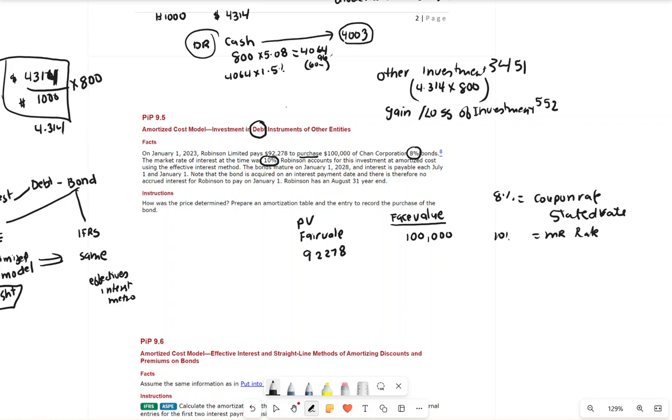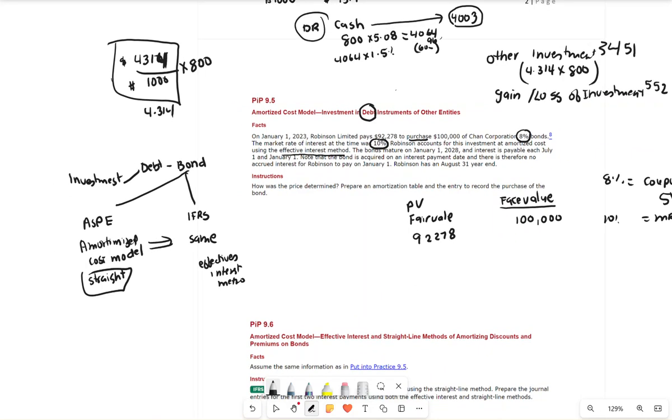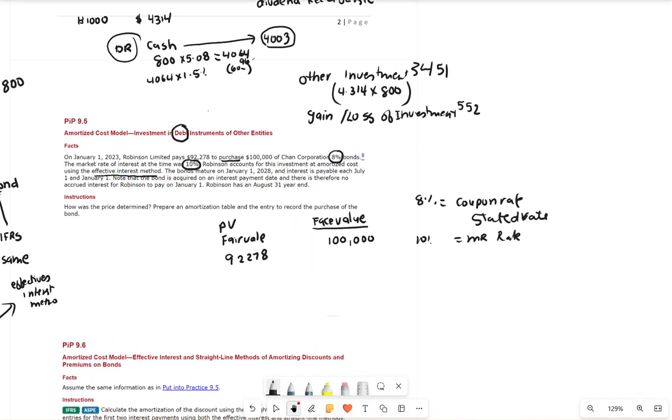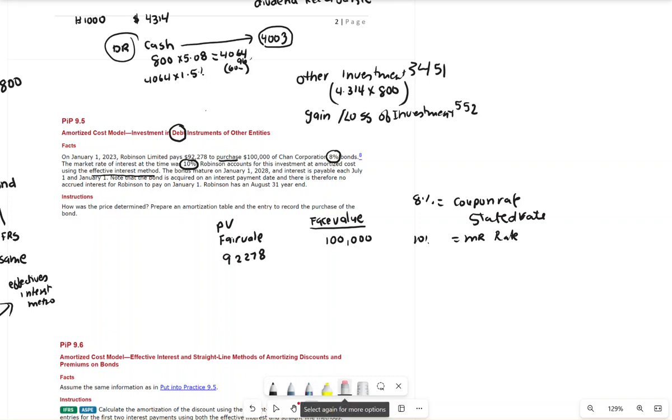So now they're saying Robinson accounts for the investment at amortized cost using an effective method. An ASPE company prefers to use the straight line interest method, but they can also use the effective method, so they have a choice. They prefer to do that, but if your question tells you that they are using effective, then you have to use the effective method. Now, of course, they're saying the effective method.